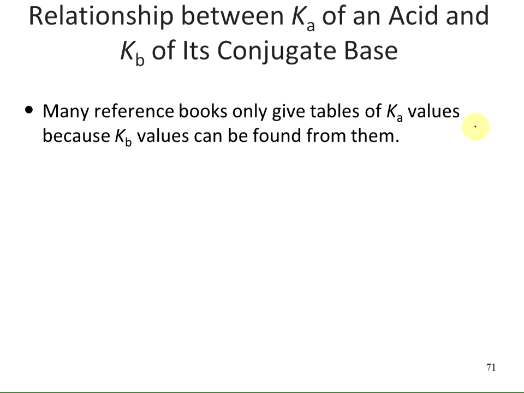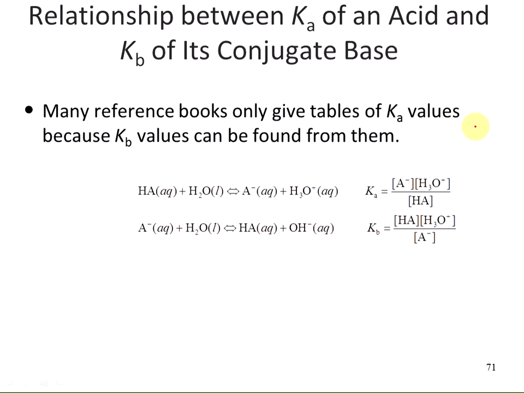Notice if we've got some generic reaction, HA forming A minus and H3O plus. Here we have the mass action equation for the Ka: products over reactants, the A minus times the H plus over the HA. Now if we write that equation in reverse, because A minus is the conjugate base of HA, this is the basic form of this reaction, and the top one was the acidic form.